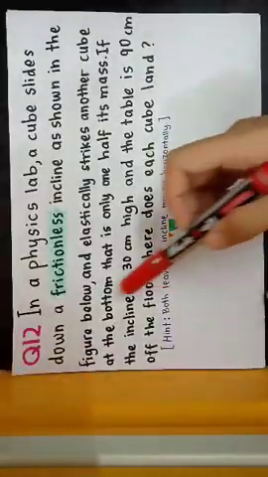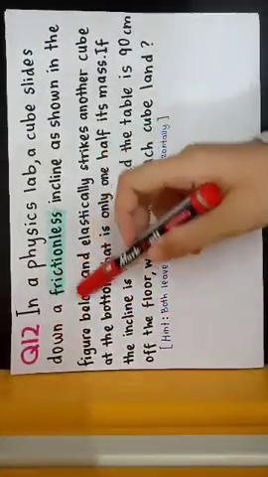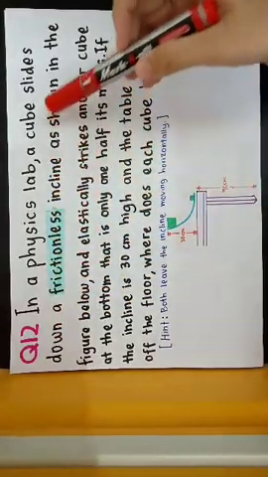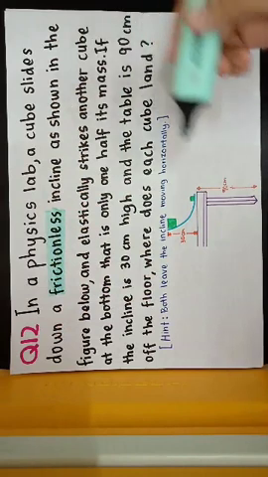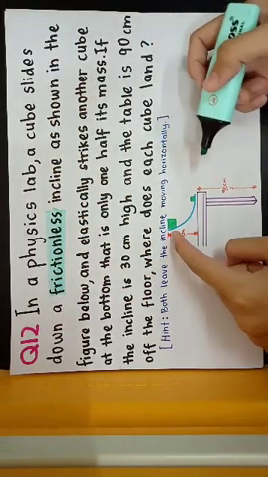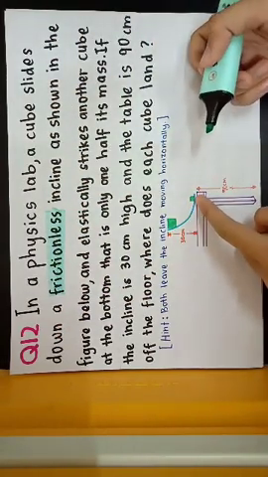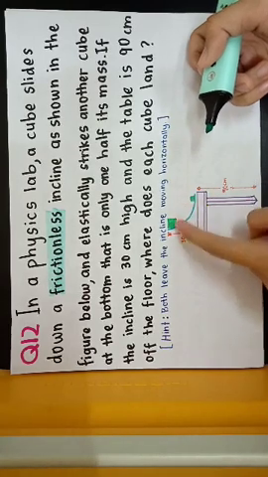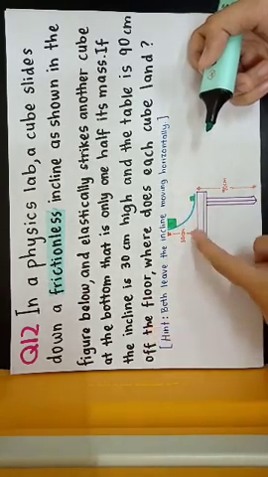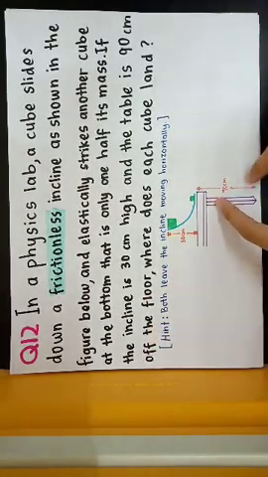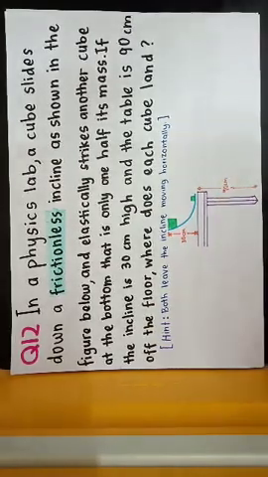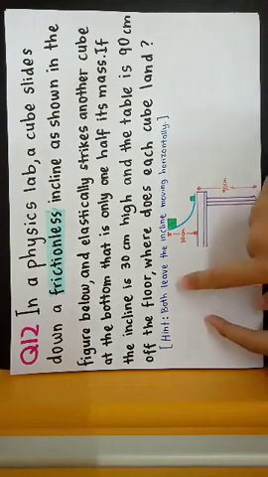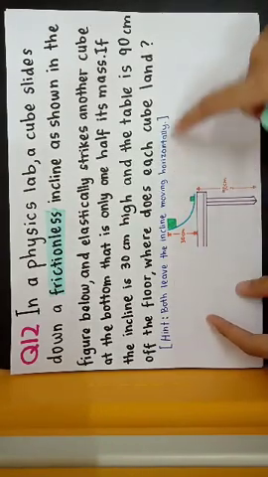Today we are going to solve question 12. The question is: in a physics lab, a cube slides down a frictionless incline as shown in the figure below and elastically strikes another cube at the bottom that is only 1/2 its mass. If the incline is 30 cm high and the table is 90 cm off the floor, where does each cube land? The hint is given: both leave the incline moving horizontally.